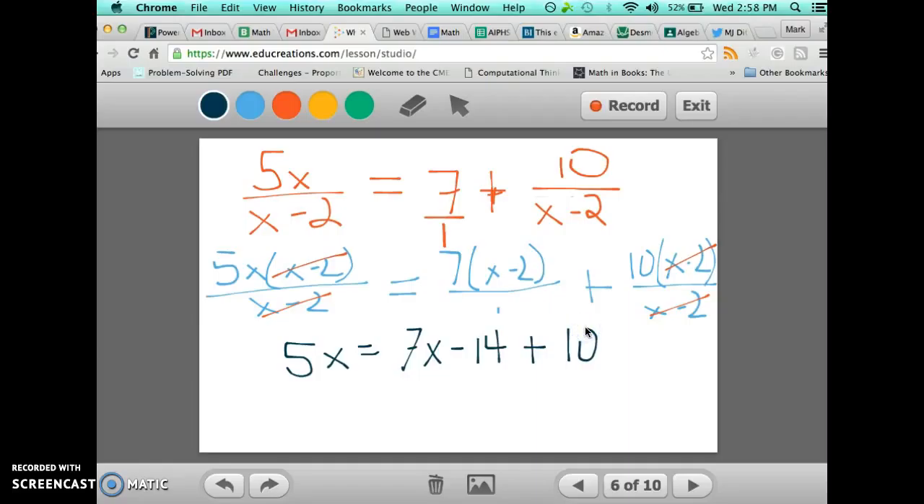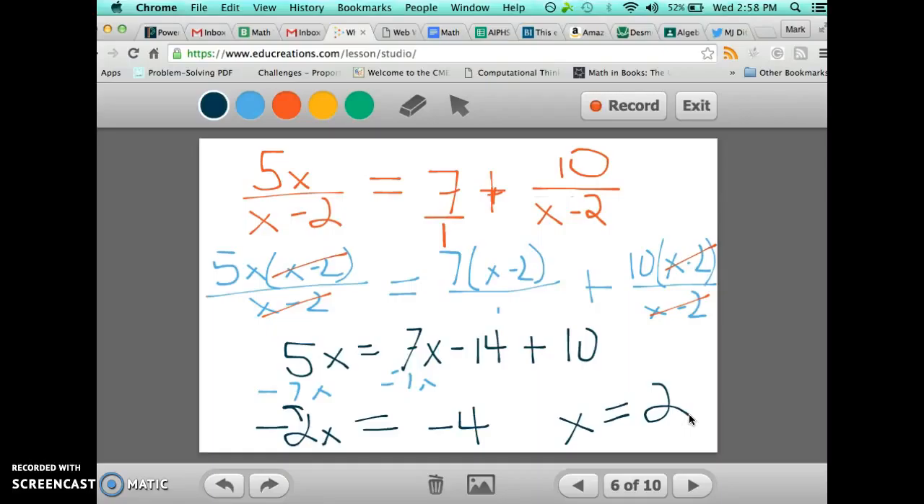And from there, I can subtract the 7x from both sides, minus 7x and minus 7x. And so then I've got negative 2x equals, and negative 14 plus 10 is negative 4. Negative 2x equals negative 4, so x equals 2. Okay, makes sense?